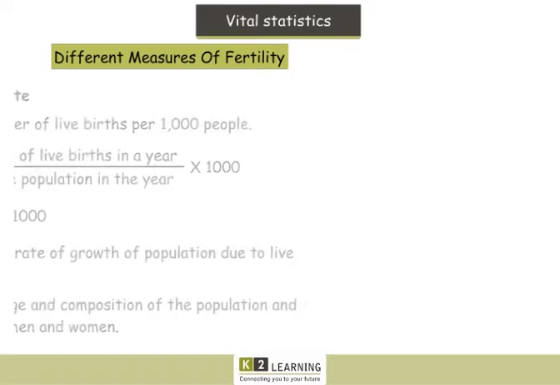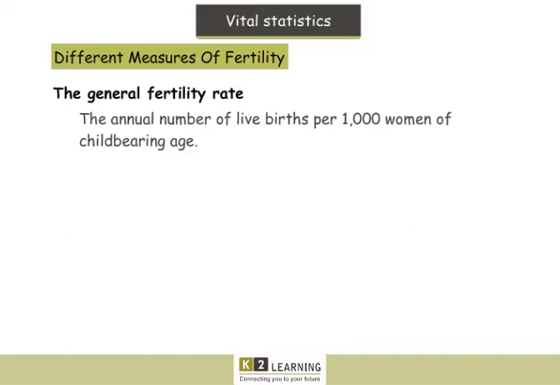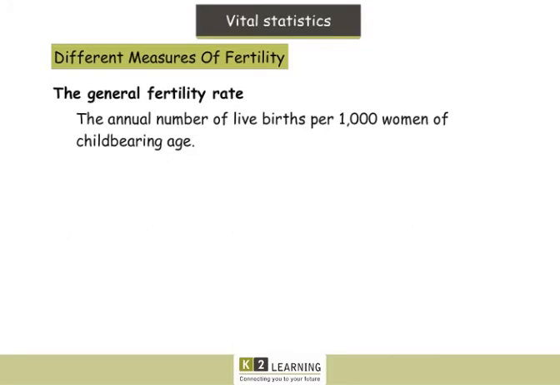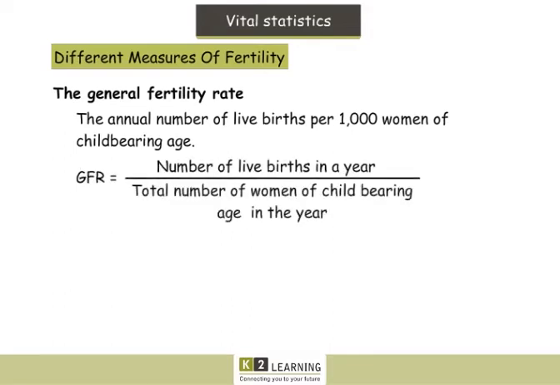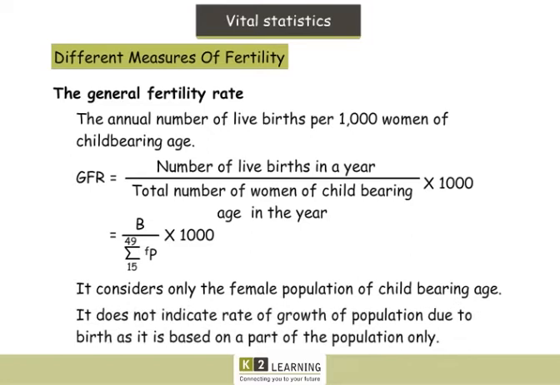So, we use another measure, the general fertility rate. The annual number of live births per 1,000 women of childbearing age. The formula is number of live births in a year divided by total number of women of childbearing age in the year into 1,000. Here, it considers only the female population of childbearing age, but it does not indicate the rate of growth of population due to birth as it is based on a part of the population only.